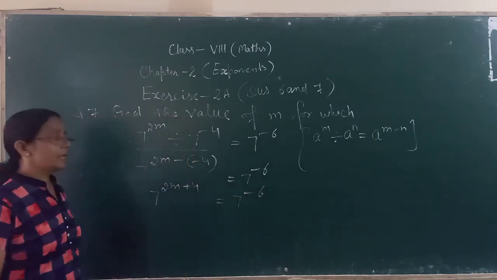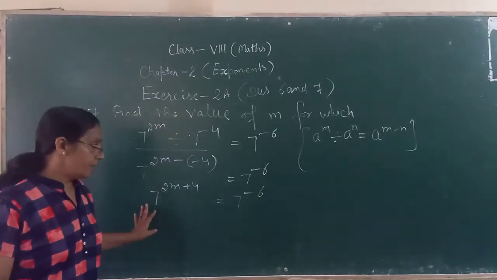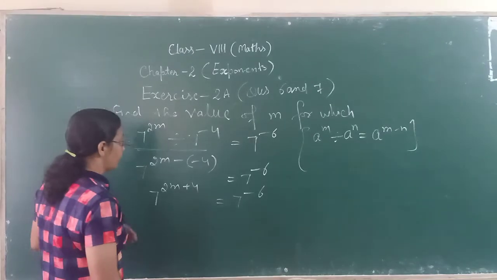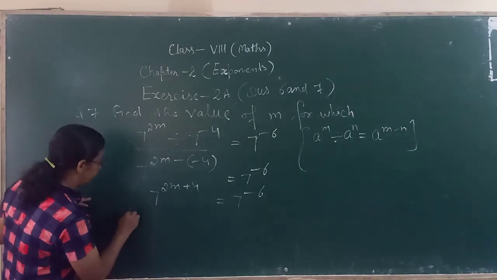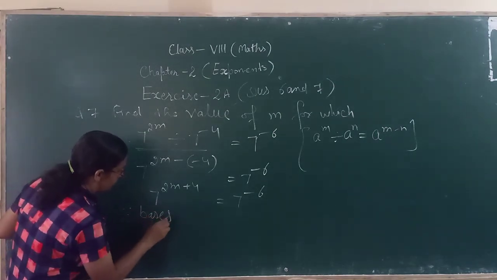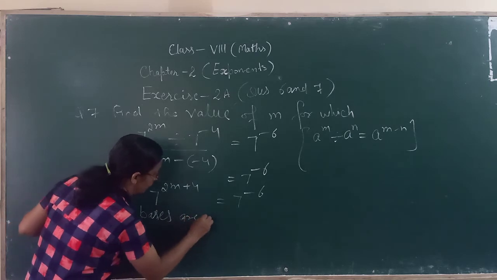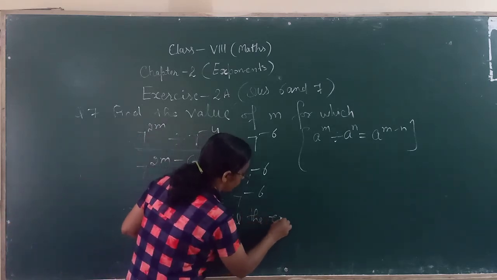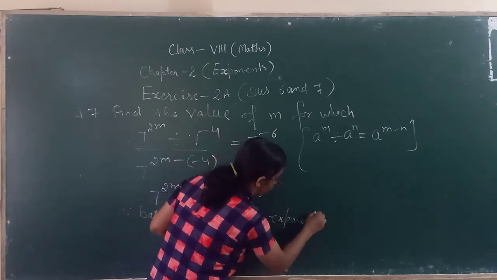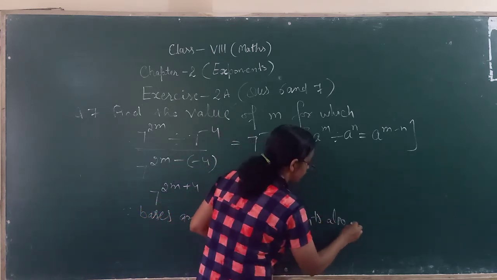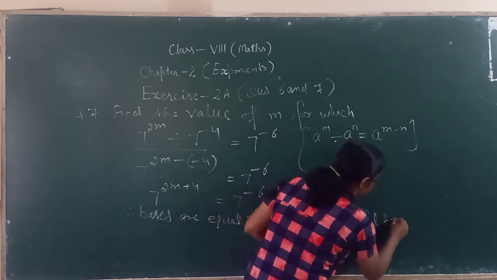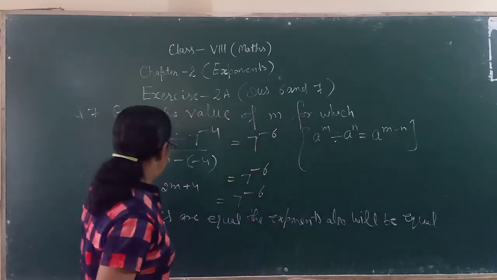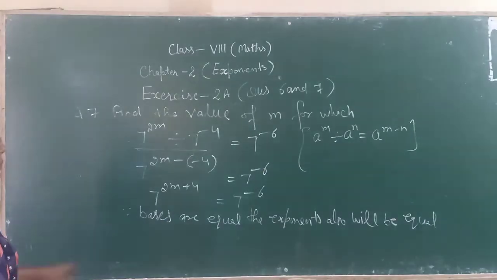Now see, your bases are the same, because there is one more exponent rule you will learn, and you have to fix this in your brain: if the bases are equal, then the exponents will also be equal. Bases are equal, exponents also will be equal.